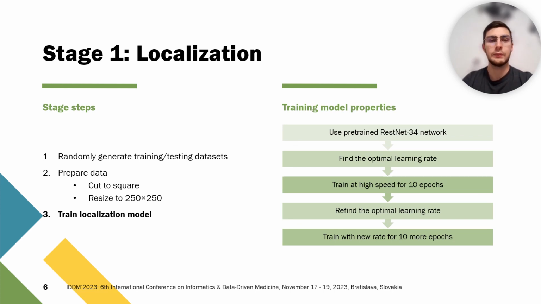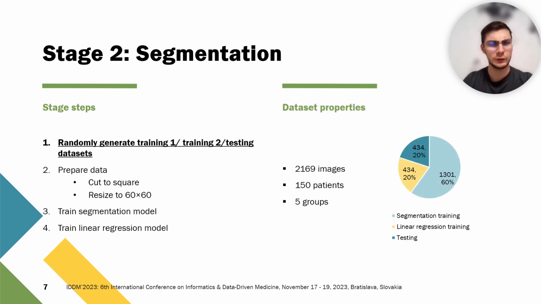For this we used pre-trained network ResNet34 and popular Python library FastAI. Studying goes in two stages. First, optimal learning rate is found and run training at high speed for 10 epochs. Then the optimal learning rate is found again and running new training for 10 more epochs. This approach to training helps to increase the accuracy of the model. The second stage looks pretty similar.